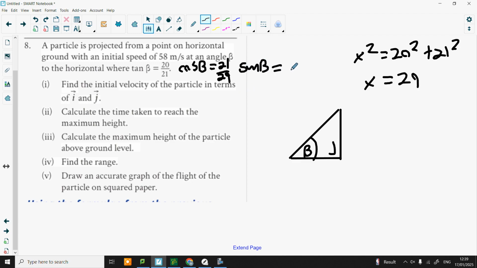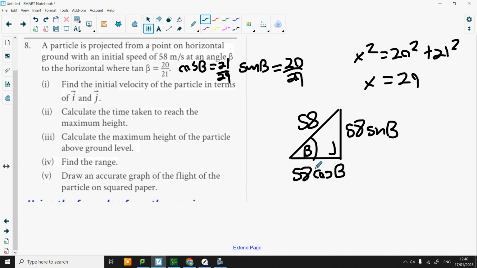Now, here's what I'm after next, right? So, what I'm after next is the following. I'm told it's 58. Ever see 58? Now, this side here, it's the same angle. This side will be 58 cos b. And what is cos b? Because it's the adjacent, you use cos. And because this is the opposite, you use sine. Now, what is 58 multiplied by cos b?